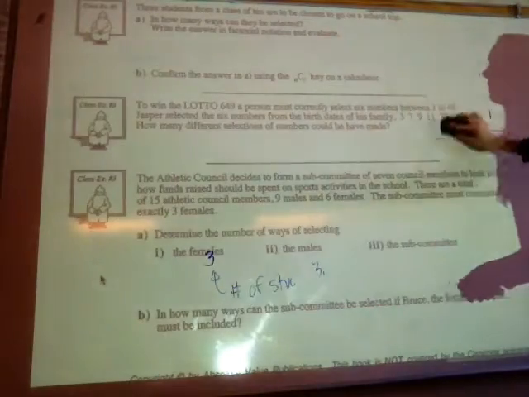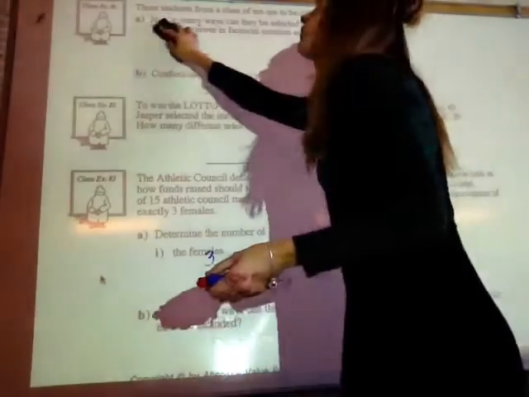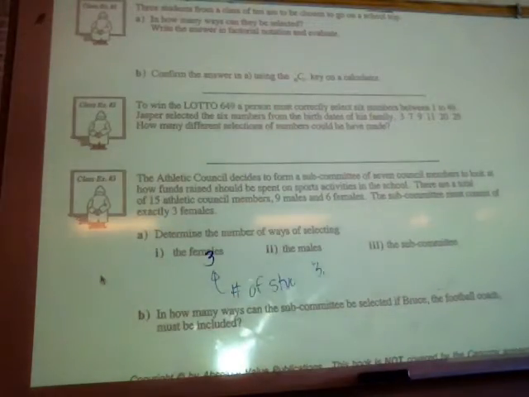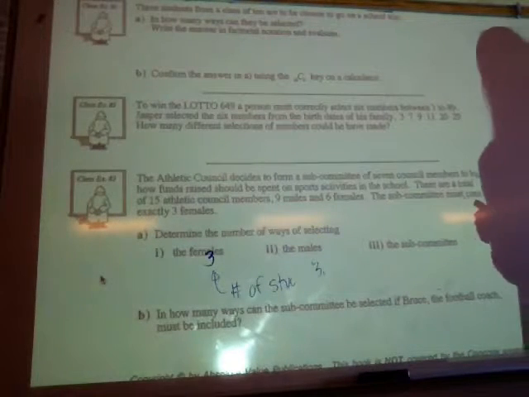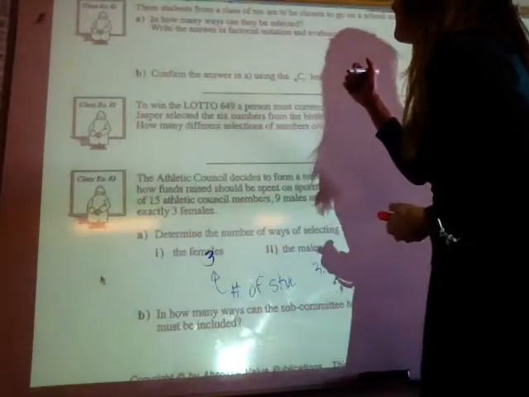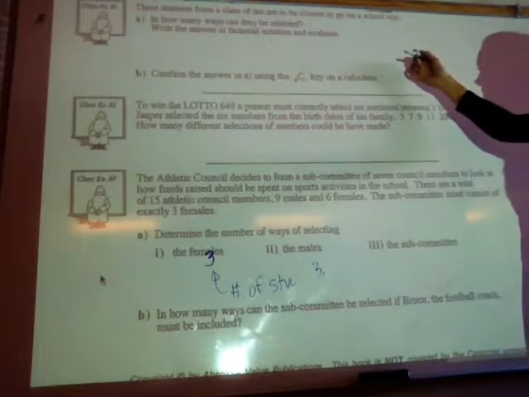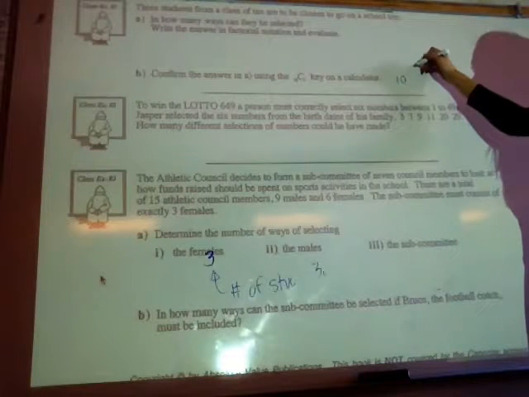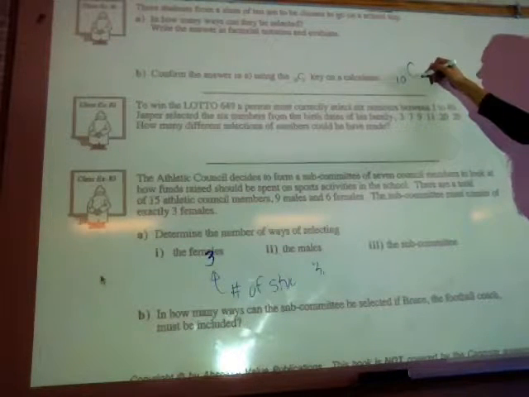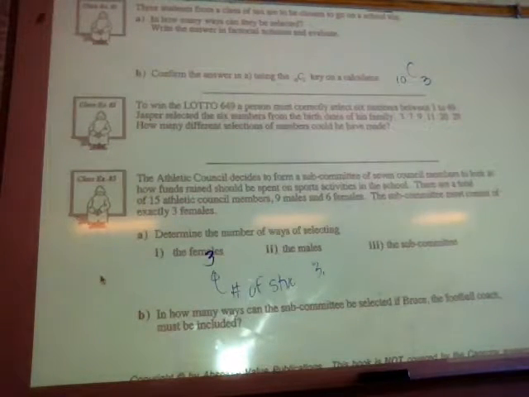So we have 3 students from a class of 10 are to be chosen to go on a school trip. Okay, do you think the order of the kids that they pick is important? No, it's not like the first person they pick gets a comfy seat or something, okay? It's just 3 in general. So I'm just going to do the answer for part B first. First, we have 10 students. We're going to choose, how many go on the trip? 3, yeah, 3 students from a class of 10.